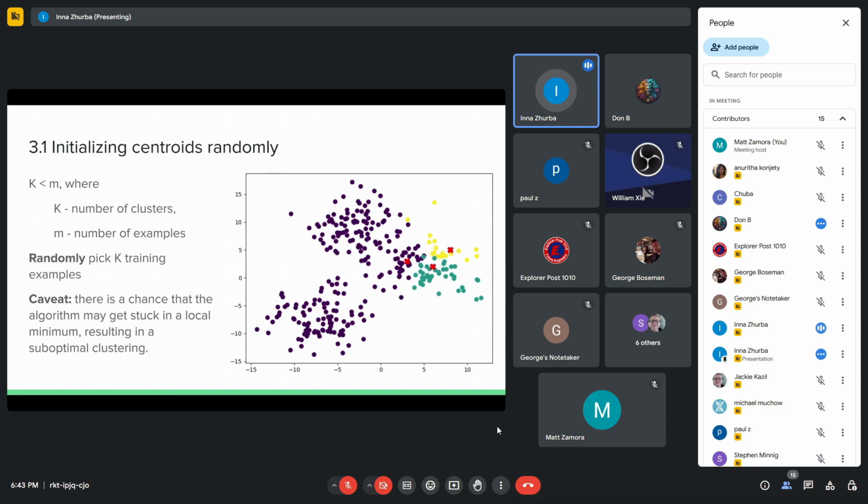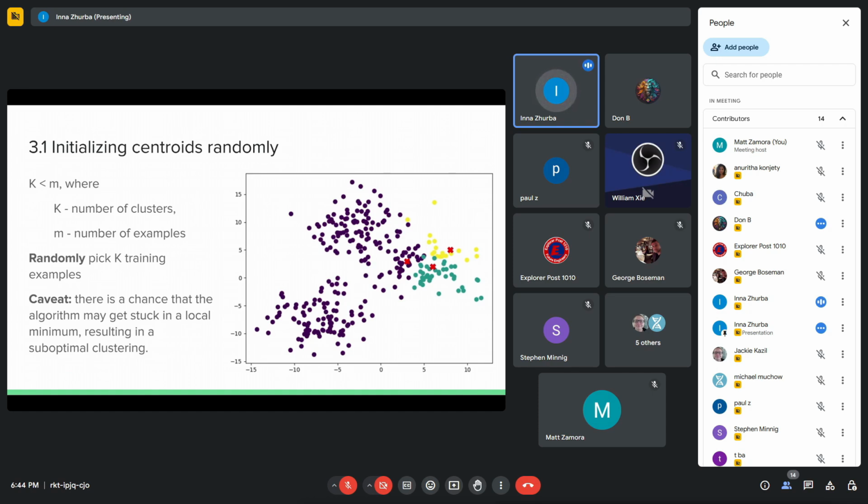Okay, so we start by initializing centroids randomly. How do we do that? Well, one way is just to select any points, which is not a great idea. The more efficient way is picking randomly k training examples from our existing data set. We do that by shuffling the initial data points and selecting the first k examples. I should say that there is a constraint that the number of clusters has to be lower than the number of examples. We also need to know that there is a chance that the algorithm may get stuck in a local minimum. It depends on the initial points of the centroids, and it can result in suboptimal clustering.